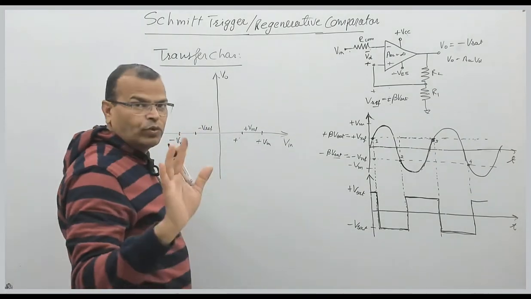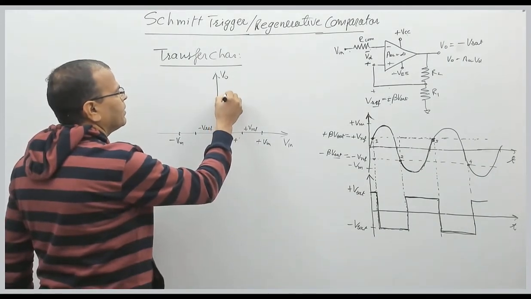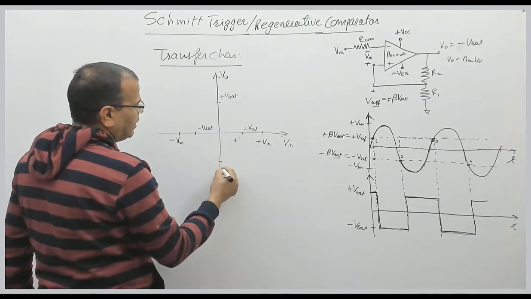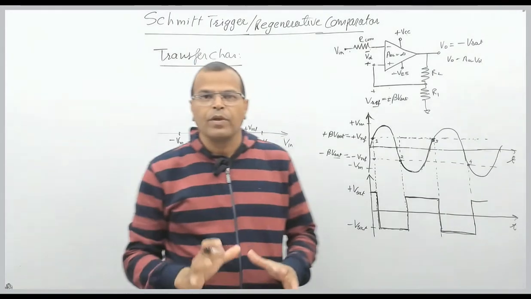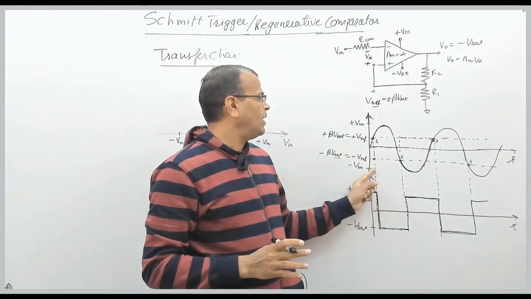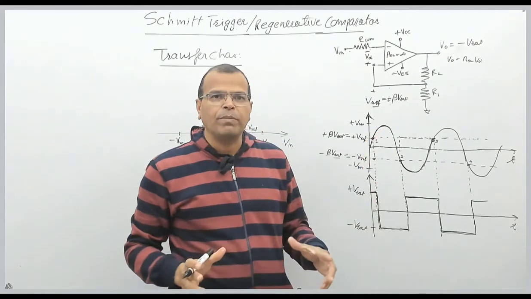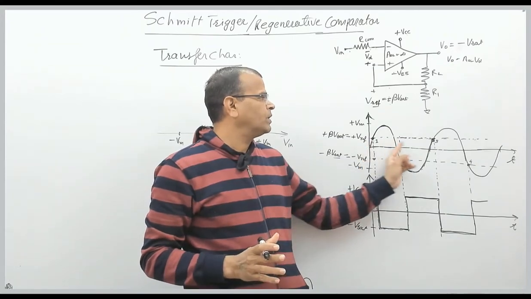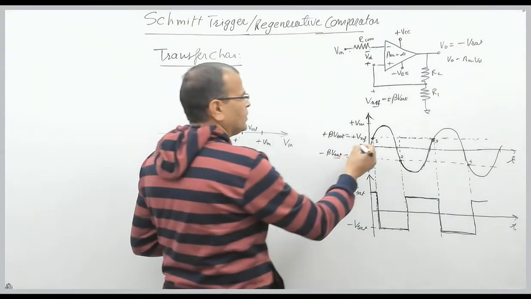Fine, we have two levels of output voltage, plus Vset and minus Vset. These are the two levels of output voltage, right? So input voltage is having minus Vm negative amplitude and plus Vm positive amplitude, and minus Vref one reference and plus Vref another reference, right? Start from this zero, start from this point.